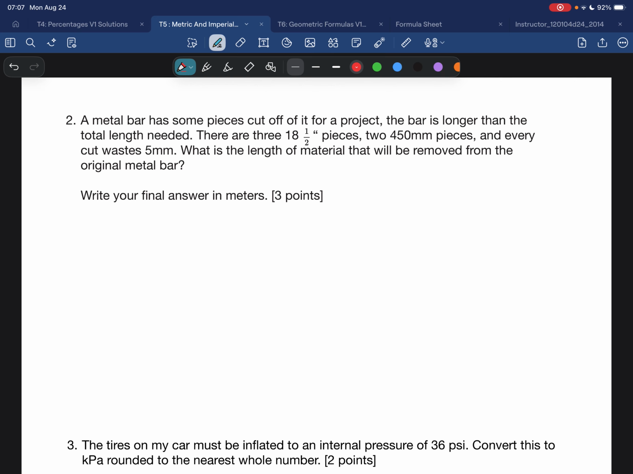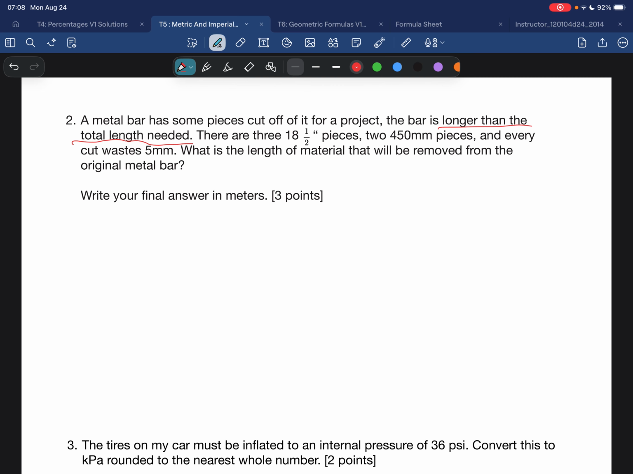So, a metal bar has some pieces cut off of it for a project. The bar is longer than the total length needed. That is important. That means we don't have 1 less cut to make. If it was the perfect length, it is too long, so we do have to make all 5 cuts. We'll get there in just a second, though. There are 3 18.5-inch pieces, 2 450 millimeter pieces, and every cut wastes 5 millimeters. What is the length of material that will be removed from the original metal bar?